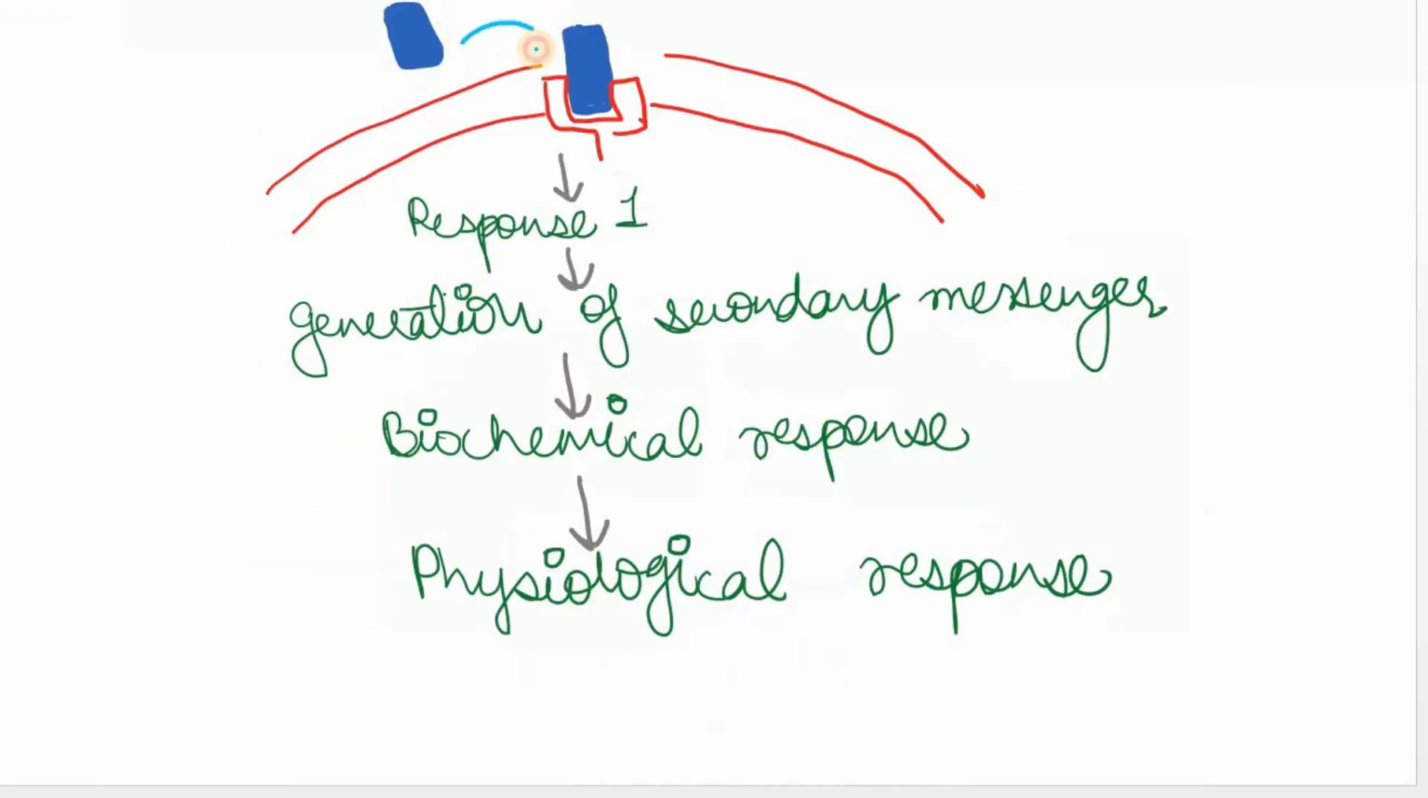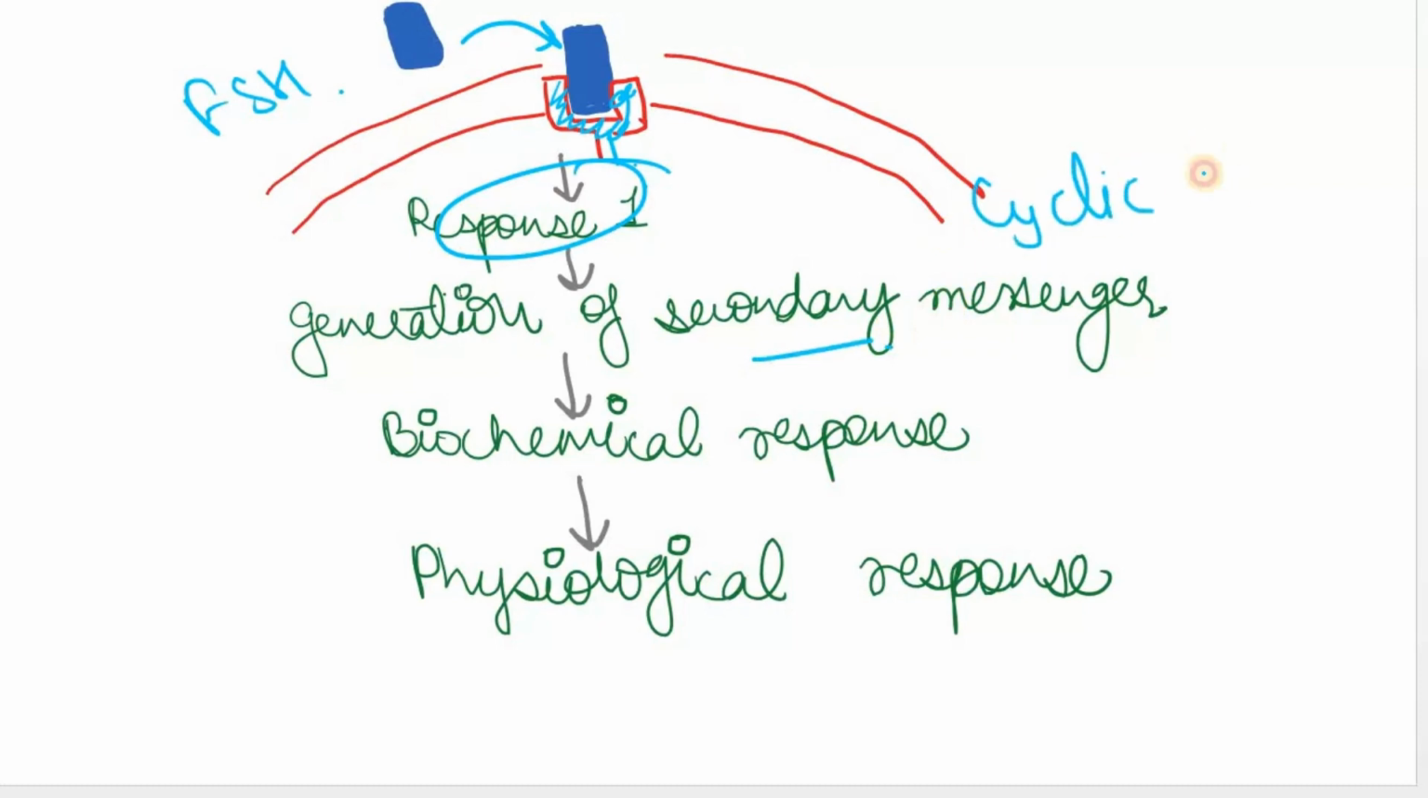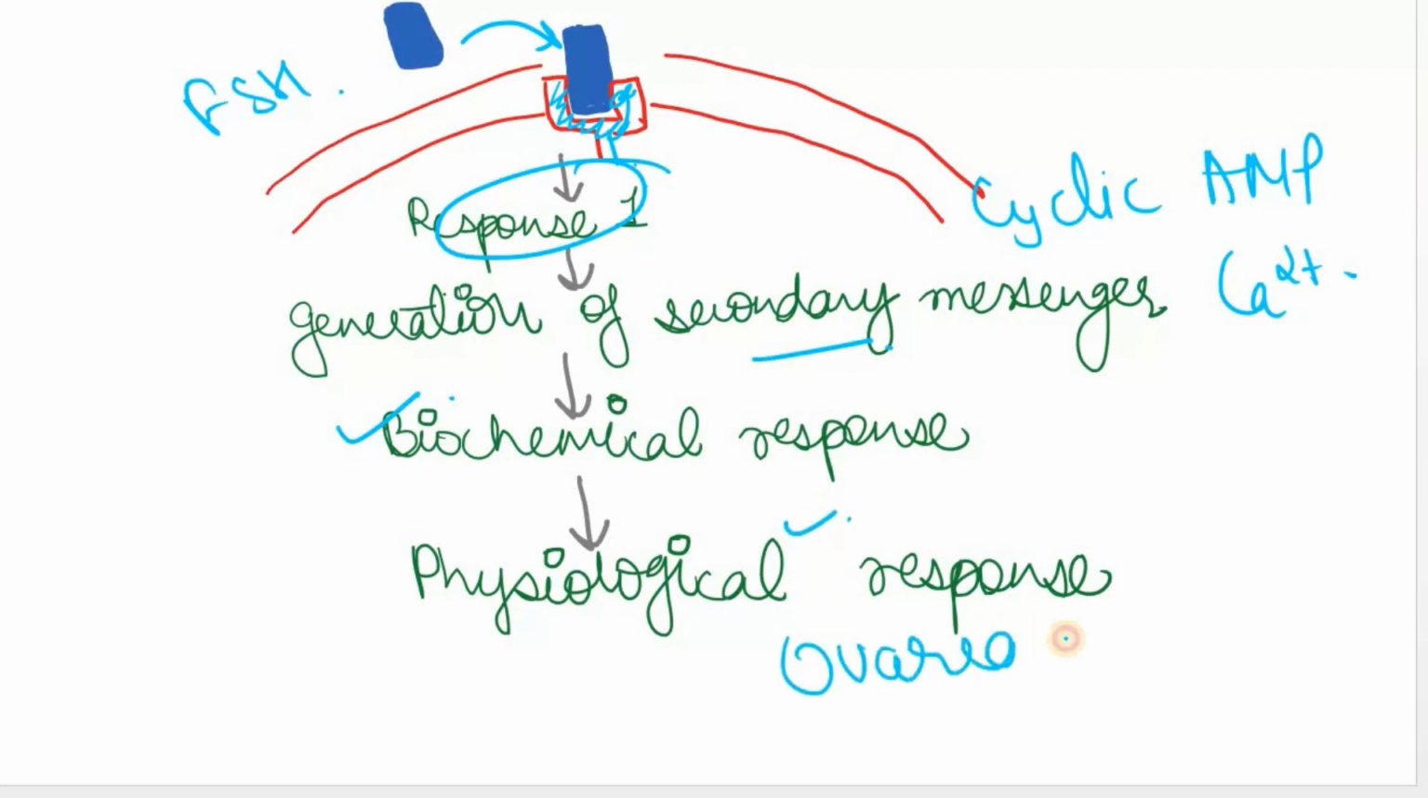Like this is a peptide hormone. Let's take for an example, this is FSH. This binds to the receptor that is present on the cell membrane. This generates a response, and this response further leads to generation of a secondary messenger. This can be anything like cyclic AMP or calcium ions, and this leads to a biochemical response and a physiological response like ovarian growth is executed.